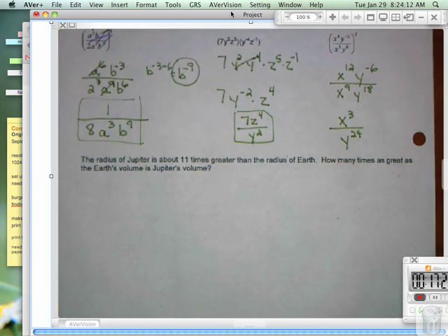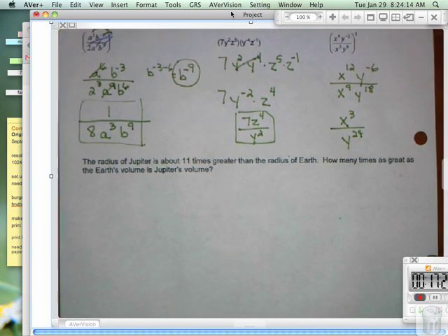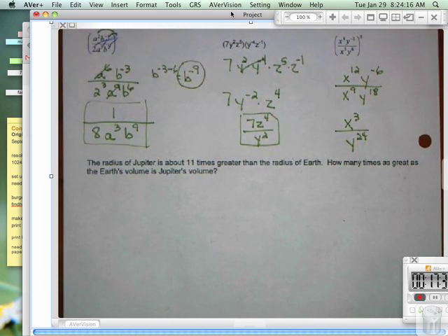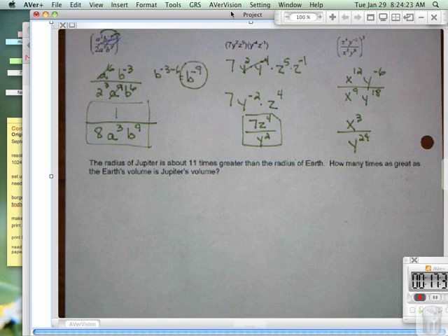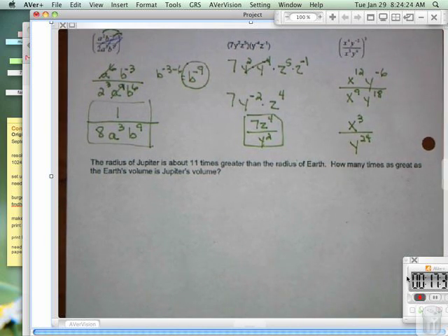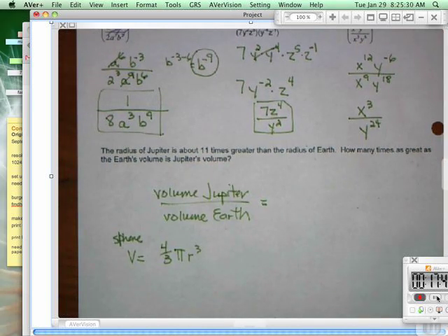Okay? All right, let's do one more scientific notation problem. The radius of Jupiter is about 11 times greater than the radius of Earth. How many times as great as the Earth's volume is Jupiter's volume? Okay, so what they're saying here is how many times bigger than the Earth's volume is Jupiter. So you have to divide the 2 volumes. I had to look up the volume of a sphere. I didn't remember for sure. I thought this is what it was. And it's in the back of your book. You have all these resource pages.